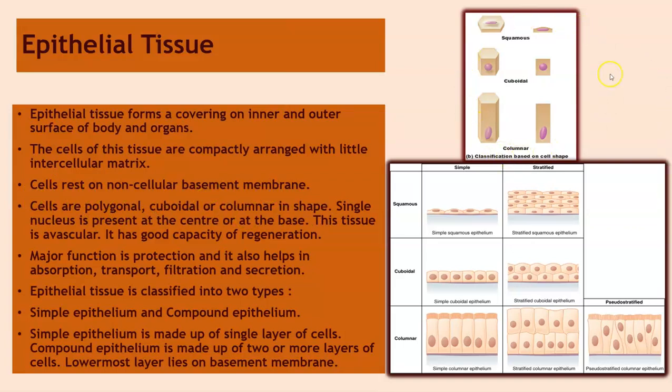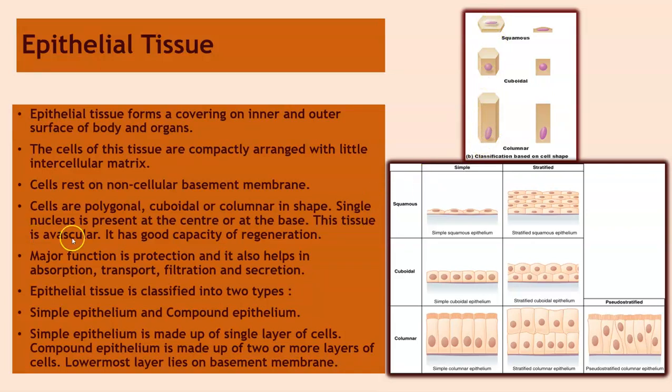Have a look at this image here. These squamous epithelium cells look polygonal in shape. Then we have the cuboidal shape, which is cube shape basically, and columnar is a column shaped structure. A single nucleus is present at the center or at the base. So either the nucleus is in the center, or it is present at the base of the cells.